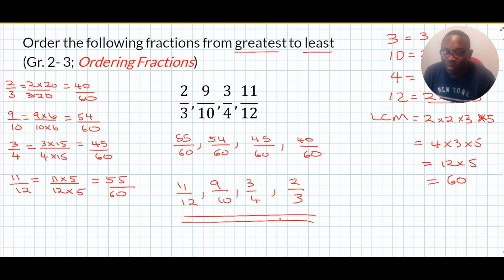When you're working through problems like this, please pay attention to the question. A lot of you got the answer in the reverse. You wrote it from the least to the greatest. Be sure to pay attention to the question asking for the greatest to the least. So that's just the reverse.